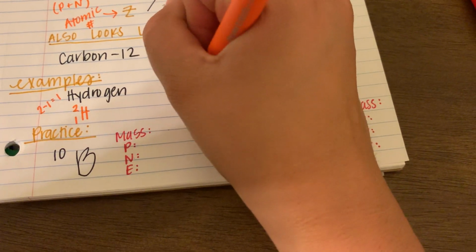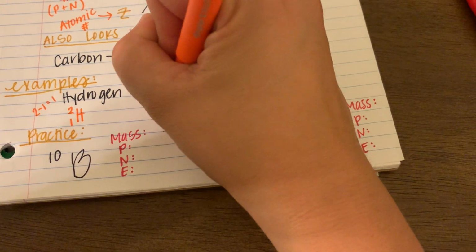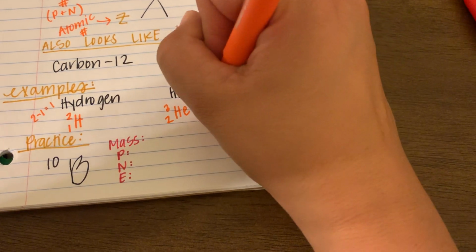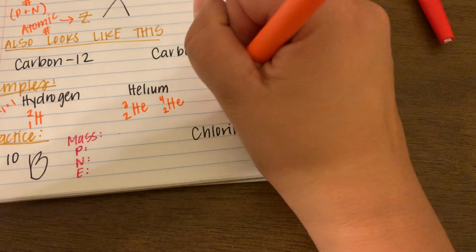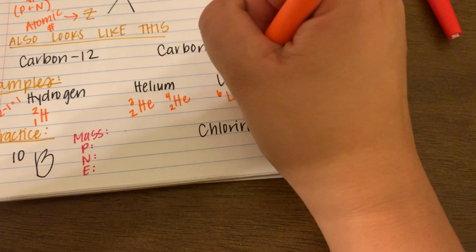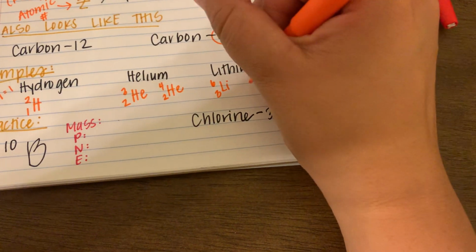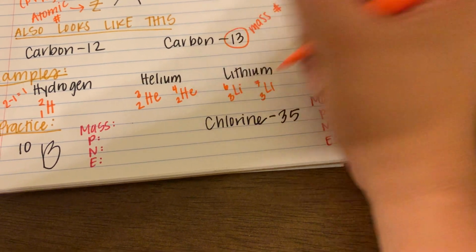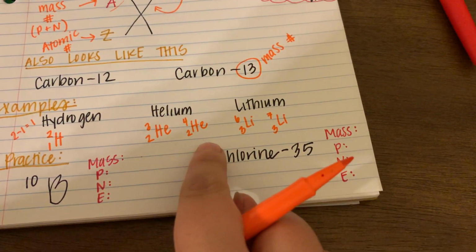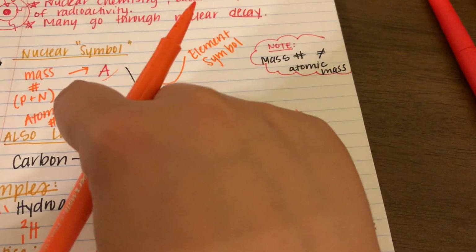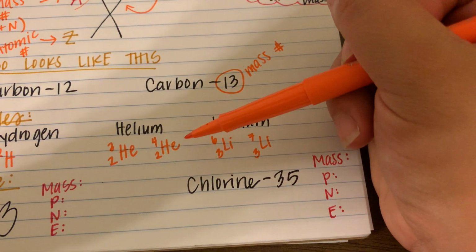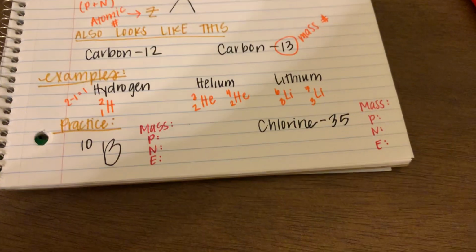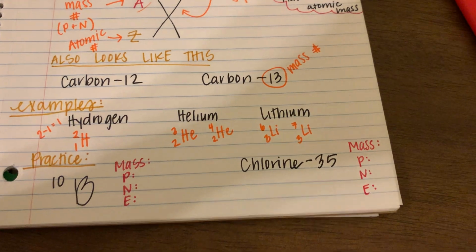Helium, you'll see it like this or this, okay? Lithium, you'll see it like this. Again, atomic number is on the bottom, and mass number is on the top. Notice, again, we're following this little diagram. Each of these stands for something. So here's element symbol, mass number, atomic number. Straightforward, right? Okay.